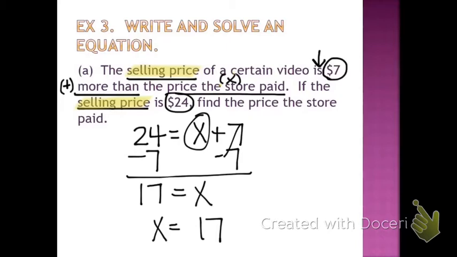But here's what I do make you do. You must label your answer. So we got to figure out, what is this 17? It asked us to find the price the store paid. So 17 is a what? Is a price. So what would be the label that we would put into this answer? A dollar sign, because the price is $17. If you want to write the word dollars out, I don't care. But you must label the answer to word problems. Any questions?